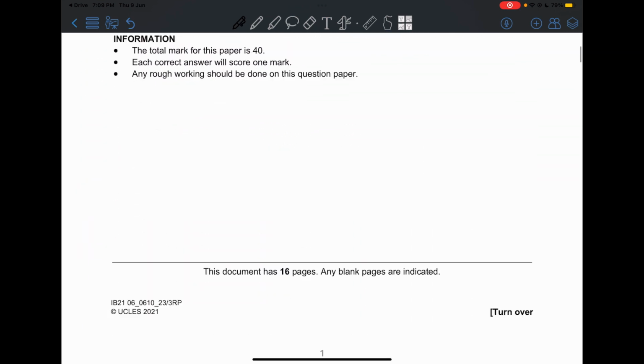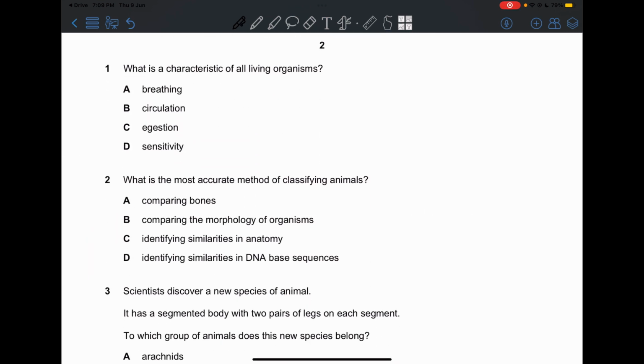Now, let's start solving. Question number 1, what is a characteristic of all living organisms? In this question, you should be choosing something that is part of the MRS GREN, or the 7 characteristics of living organisms. Over here, sensitivity is part of the 7 characteristics, so we're going to be choosing it.